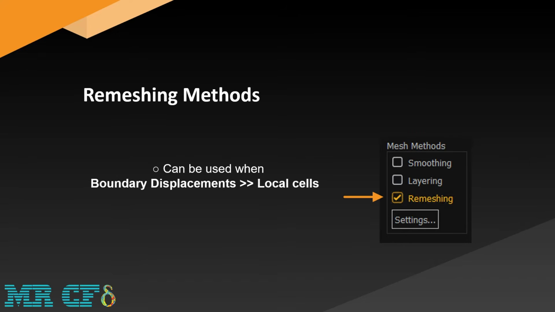To solve this problem, the software can collect the cells that violate the skewness and size criteria and remesh these collected cells locally. Now, if the new cells can satisfy the skewness criterion, the meshing is updated with the new cells. Otherwise, the new cells are discarded and old cells are kept.